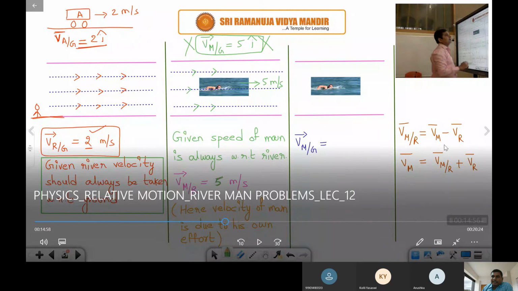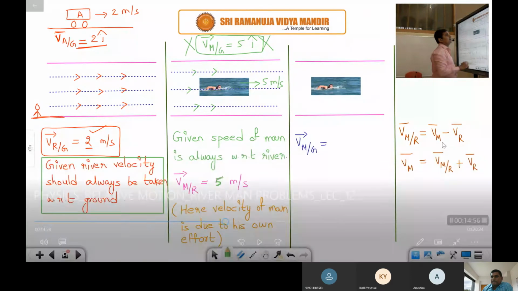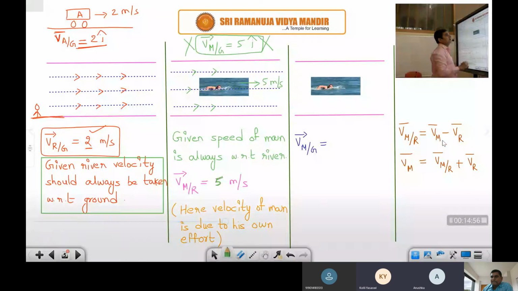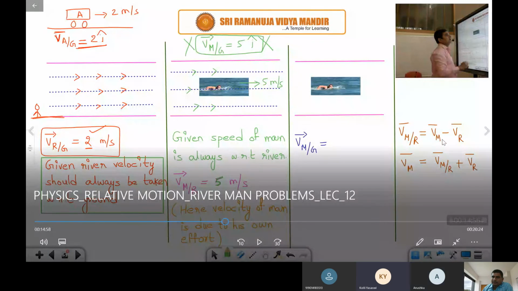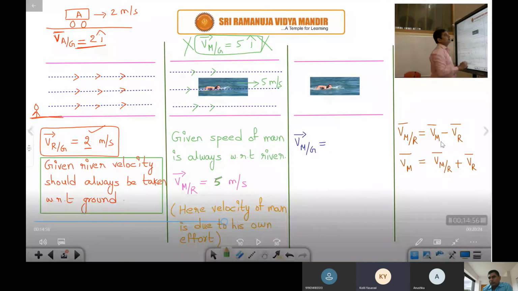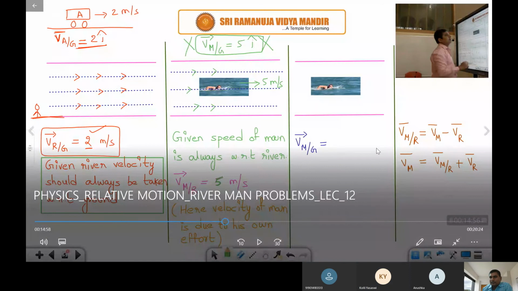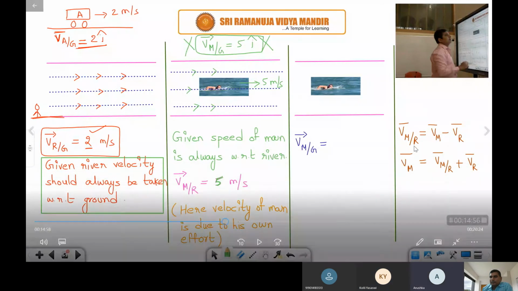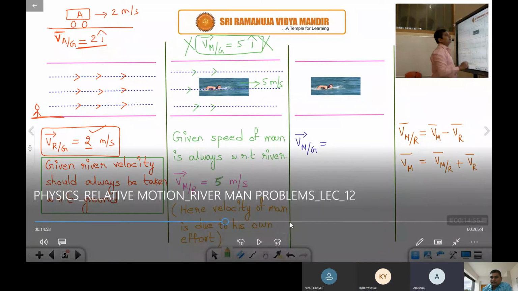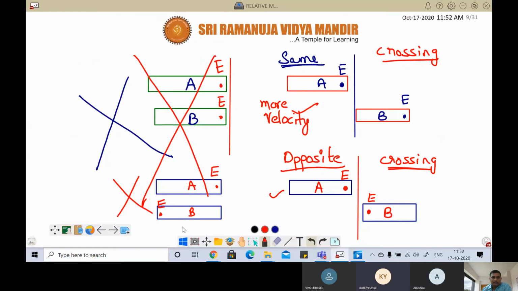And when we don't write anything in the subscript, what does it mean? Generally it is with respect to ground. No, here also it is with respect to ground. Please, this is the formula. Velocity of man with respect to ground. Are you understanding?